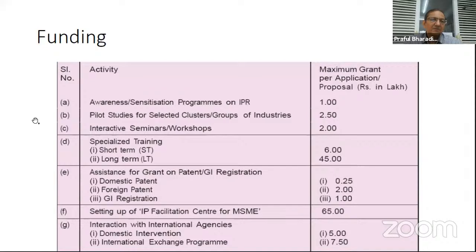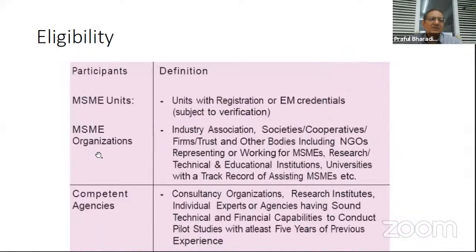of it. Then eligibility is given over there, that who can take advantage of this funding, where you have MSME units, your organizations, your competent agencies, all these can take advantage. Like, you go to MSME organizations, you can have industry associations, societies, cooperatives, firms, trust and other bodies, NGOs, research and technical and educational institutions, universities with a track record of assisting MSMEs.